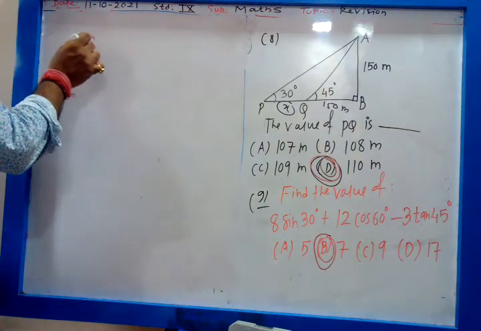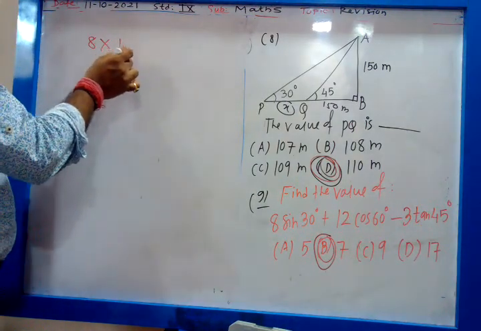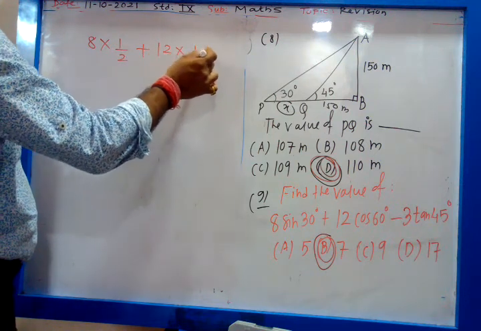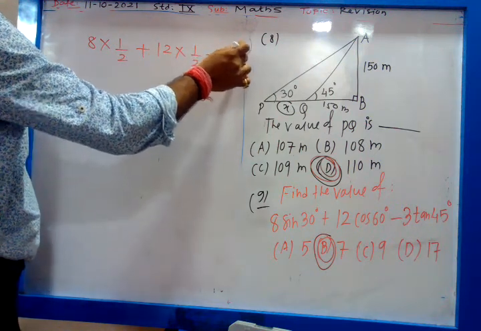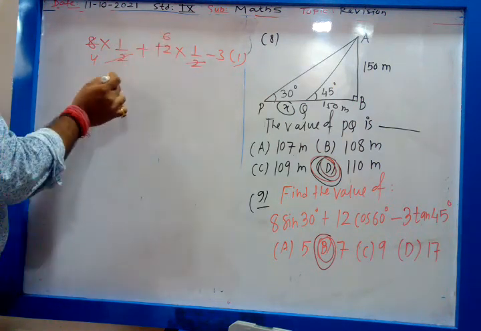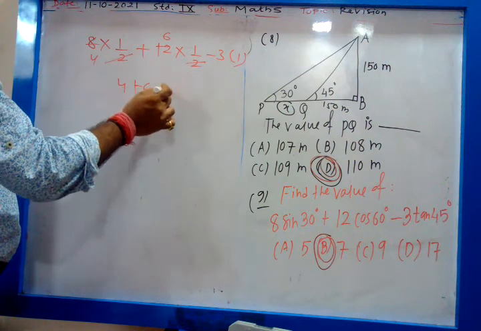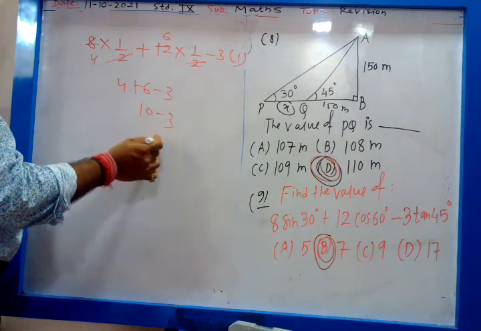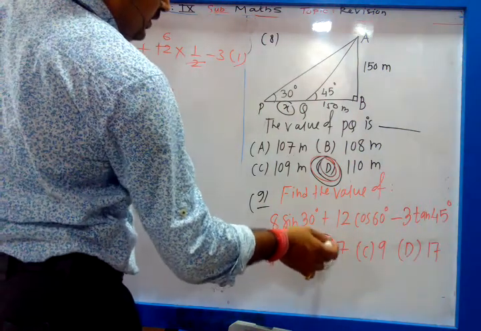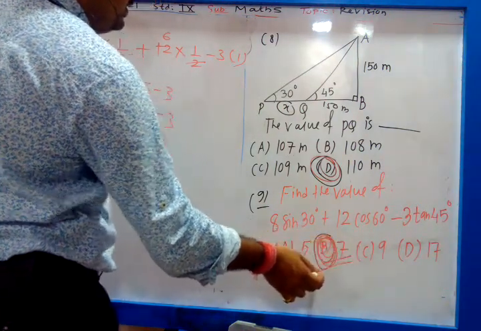8 sin 30 degree, sin 30 degree is 1 by 2, plus 12 cos 60 degree, cos 60 degree is 1 by 2, minus 3 tan 45, tan 45 is 1. 2 4s are 8, 2 6s are 12. 4 plus 6 minus 3, 10 minus 3, that is 7. So the correct option is 7. Option number B is the correct option.